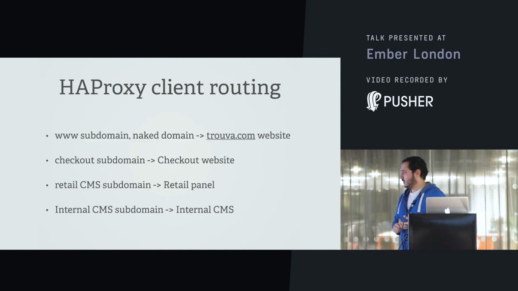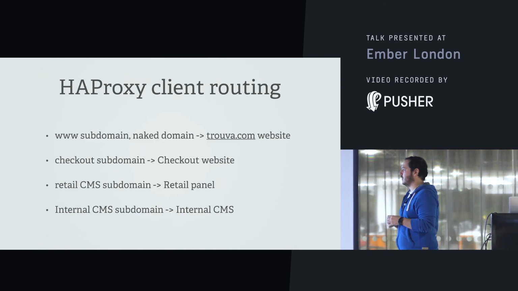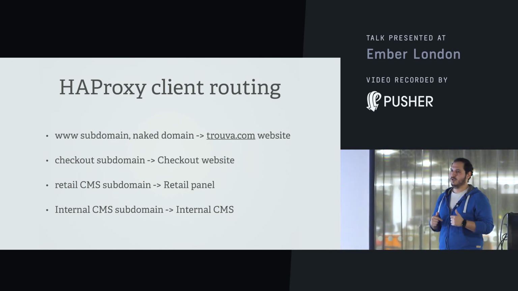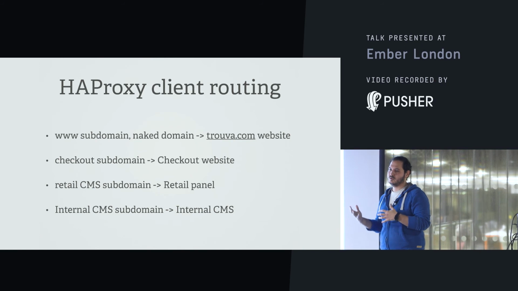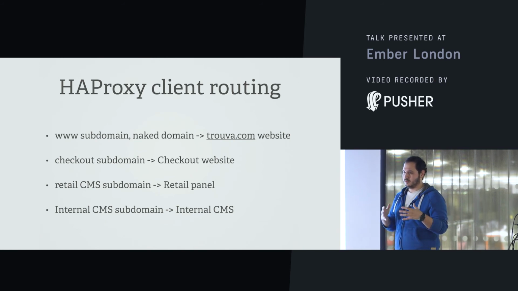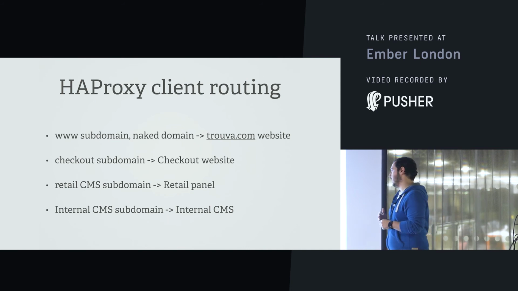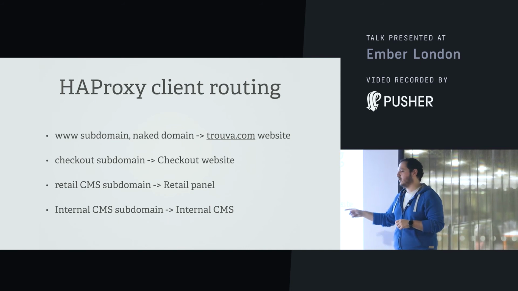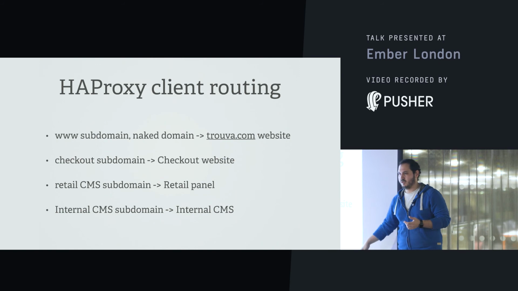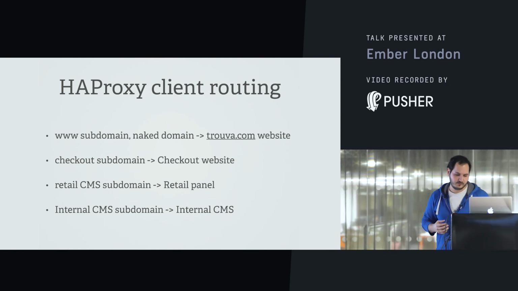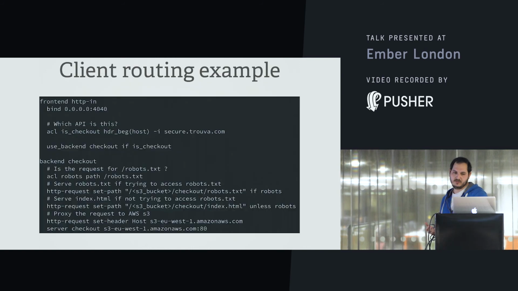So I talked a little bit about the API proxying, but what about the client routing? Because I mentioned earlier that we also route basically all of the index.html files. The way that we do that is instead of looking at the actual path, we also look at the domain or subdomain. So if this is a www subdomain or just a naked domain, then I want you to route to the Trouva.com website. If this is a checkout, retail, or our internal CMS, then I want you to route to the appropriate location.